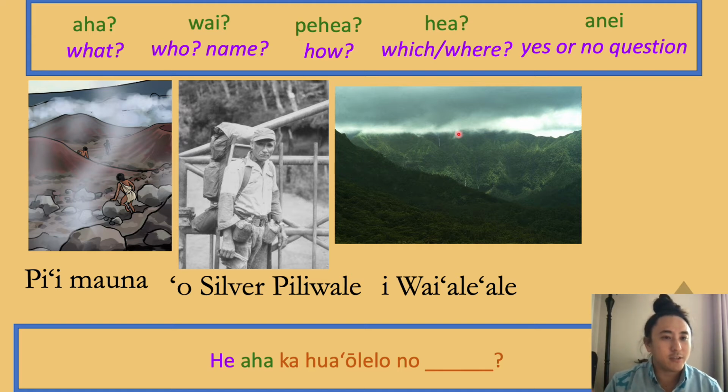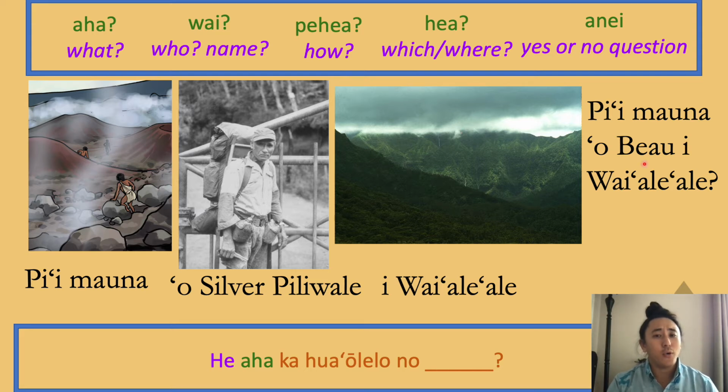Although this might not be historically accurate, Silver Pili Vale, famous hiker on Oahu. A lot of times you like the Ko'olau mountain range. But just for this PowerPoint, pi'i mauna o Silver Pili Vale I wai ale ale.